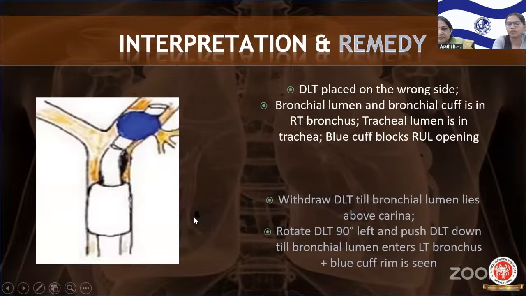So in this scenario, using the fiber optic bronchoscope, we have to withdraw the DLT until the bronchial lumen lies above the carina, rotate the DLT 90 degrees anti-clockwise, and push it further until its bronchial cuff enters the left bronchus and a blue rim is seen.